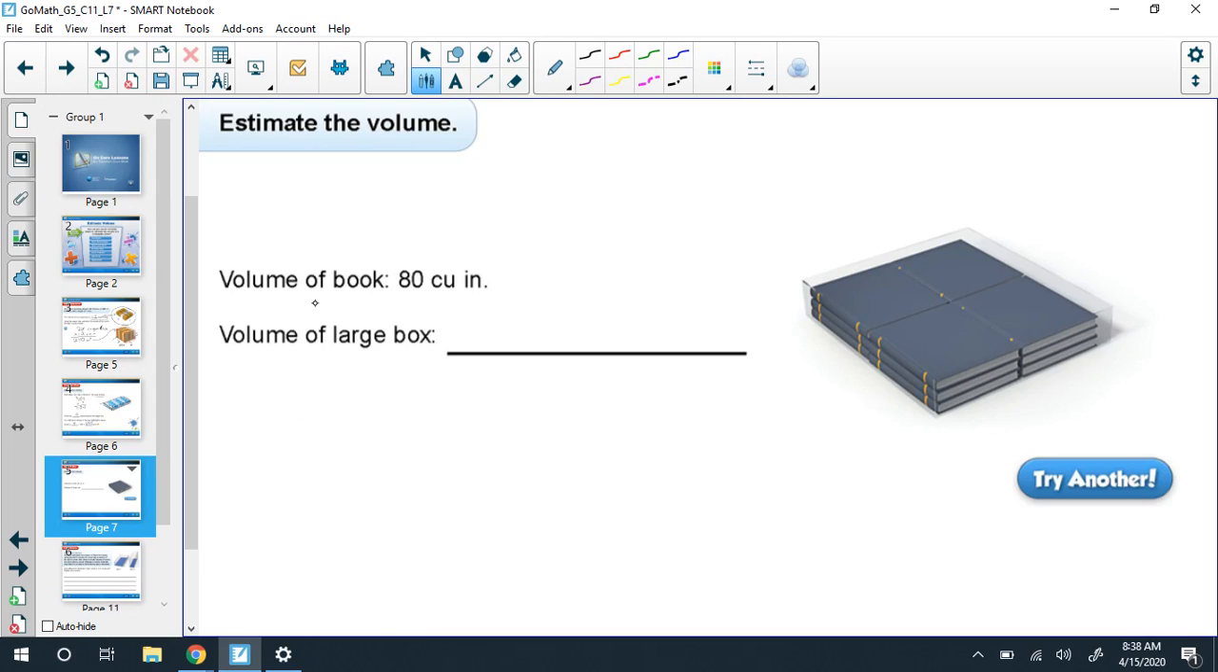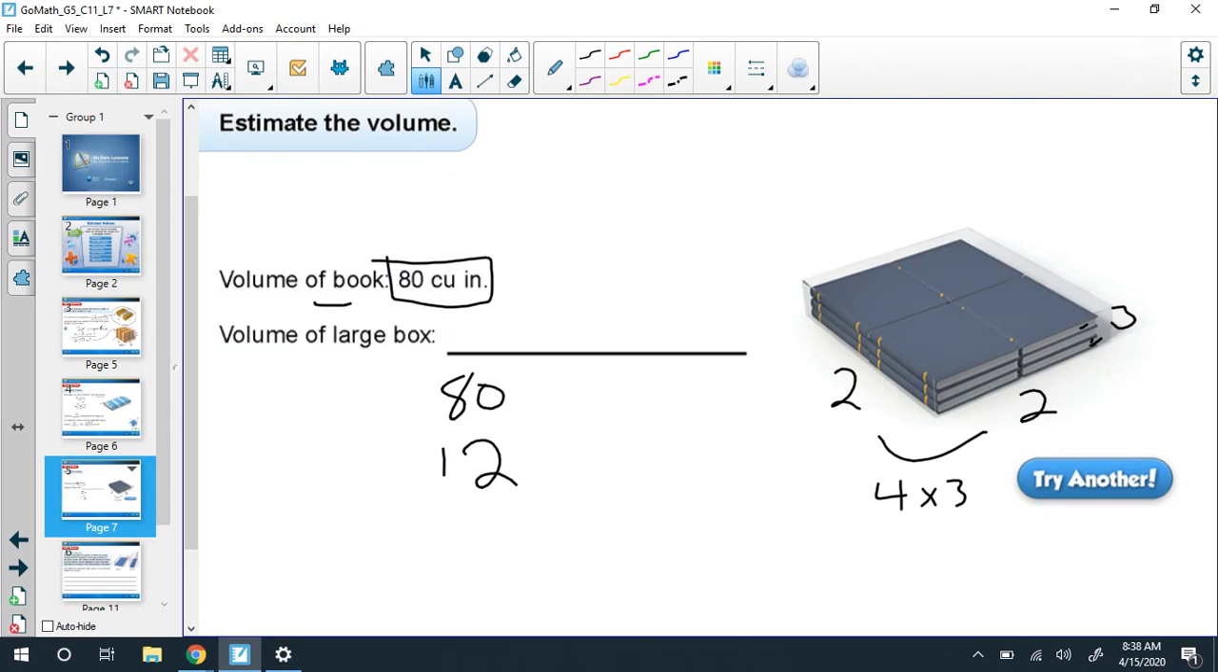Okay, so this one, each book has a volume of 80 cubic inches. We need to look at our larger box and see how many books are in there. Well, there are 2 this way. It's 2 books this way, and then it is 1, 2, 3 books tall. So we have 2 times 2, which is 4 for our base area, and then we're going to multiply that by our height of 3, and 4 times 3 is 12. So we have 12 books total.